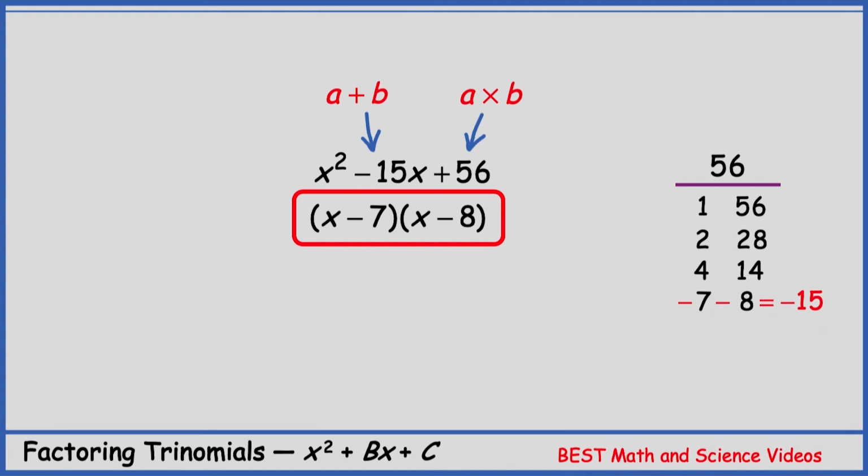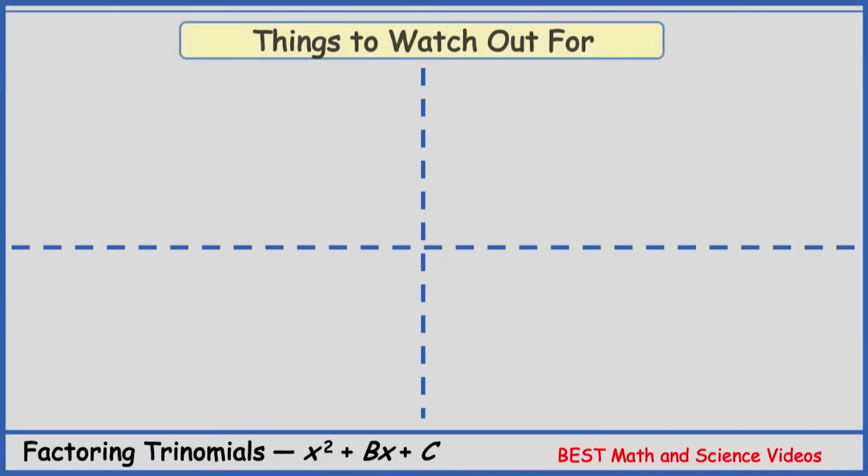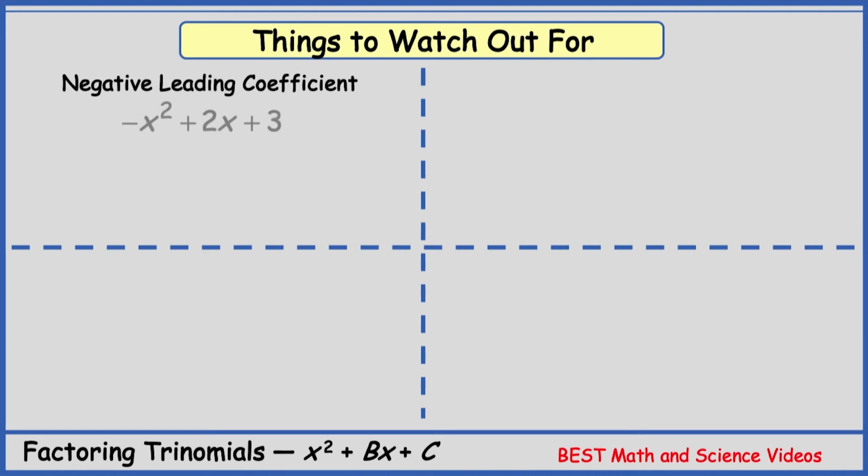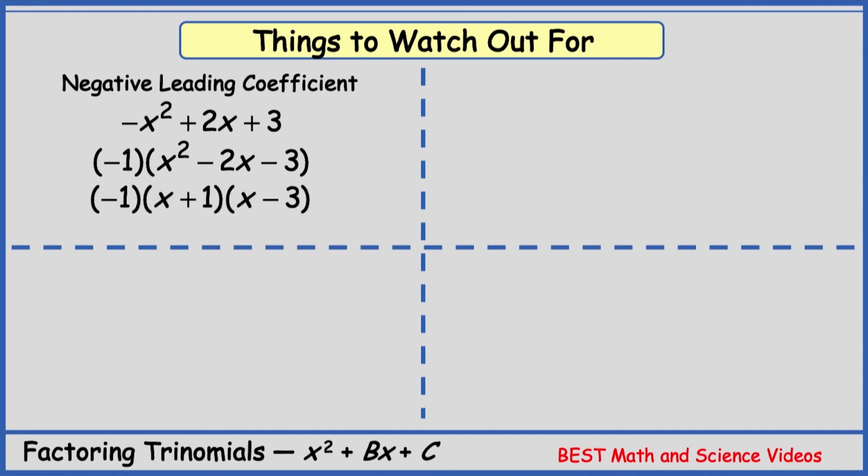Let's now look at some things you need to watch out for. You might have a trinomial in which the leading coefficient is negative, as shown here. It's a good idea to start by factoring negative 1 out of the trinomial. Remember to switch all of the signs when you do. Then factor the rest as you have learned in this video. You could instead wait until the end to factor out the negative 1, but don't forget.